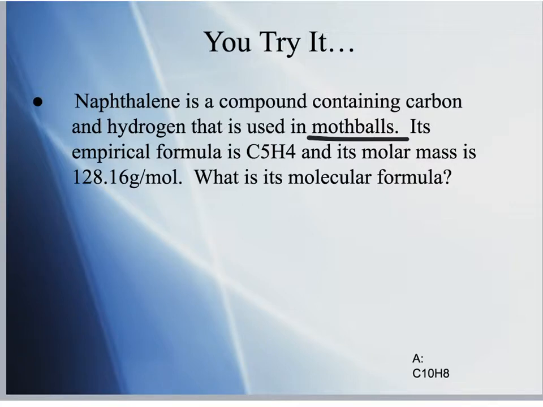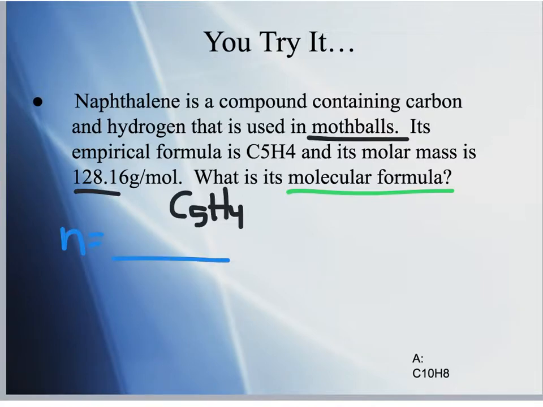All right, so it says naphthalene is a compound containing carbon and hydrogen that is used in mothballs. Its empirical formula is C5H4, and its molar mass is 128.16 grams per mole. What is the molecular formula? So what is the actual formula for naphthalene? So let's start by figuring out n, remember, by putting the molar mass over the mass of the empirical formula. Right, so we're going to do C5H4 mass, and then we're going to put that on the bottom.